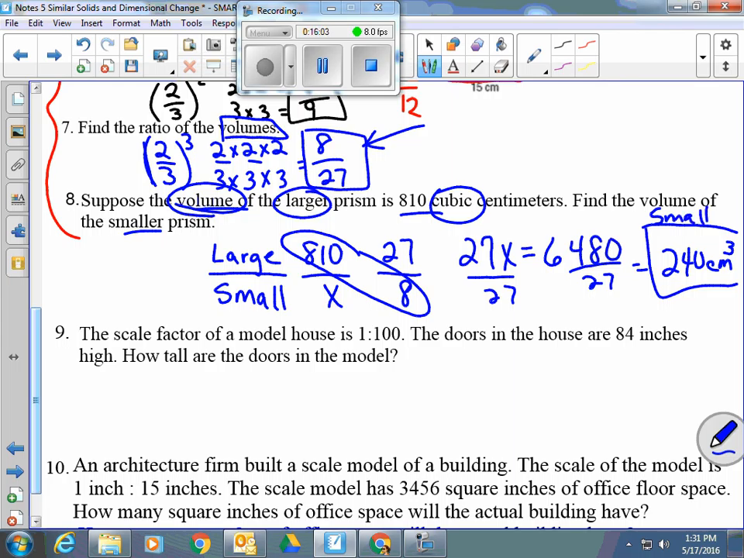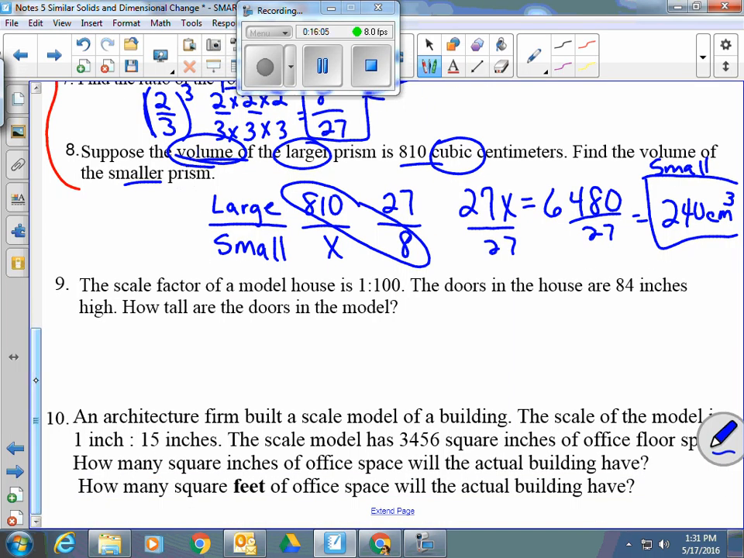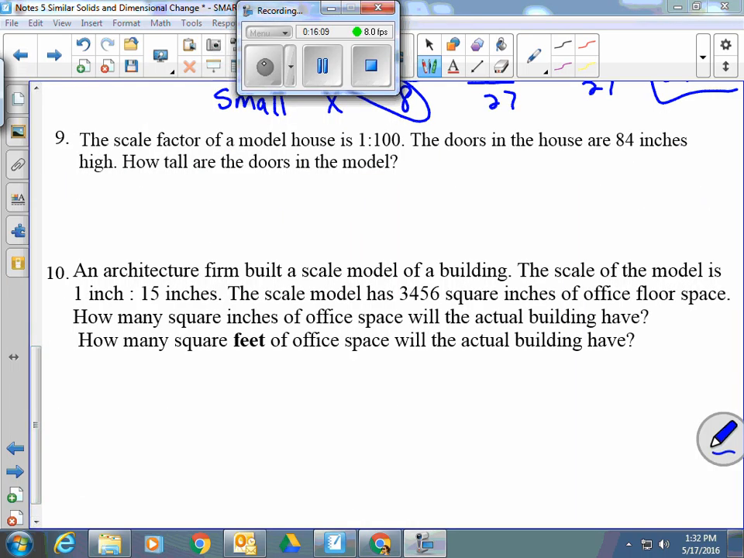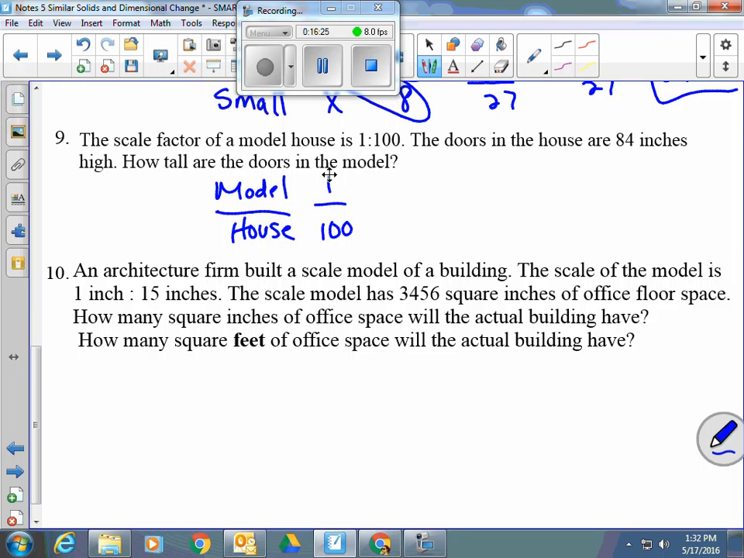Okay, I want to give you a couple minutes to do 9 and 10. All right, so it says that we have a model and we have a house. Okay, the model is 1 over 100. It says that the house is 84 inches. How big is the model?